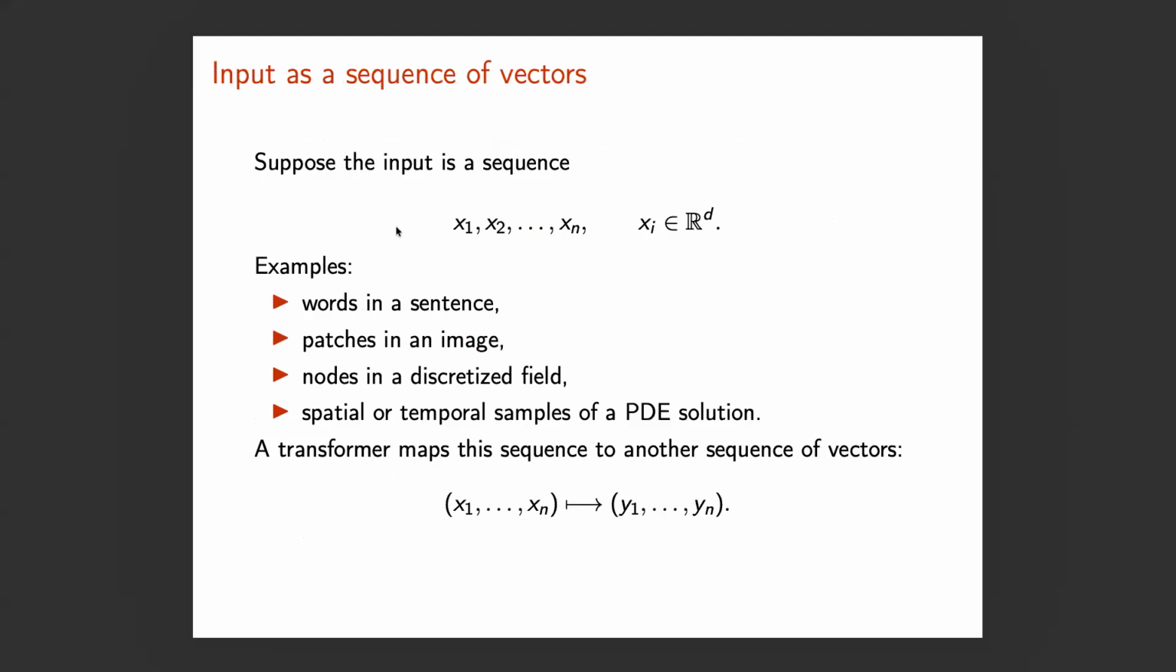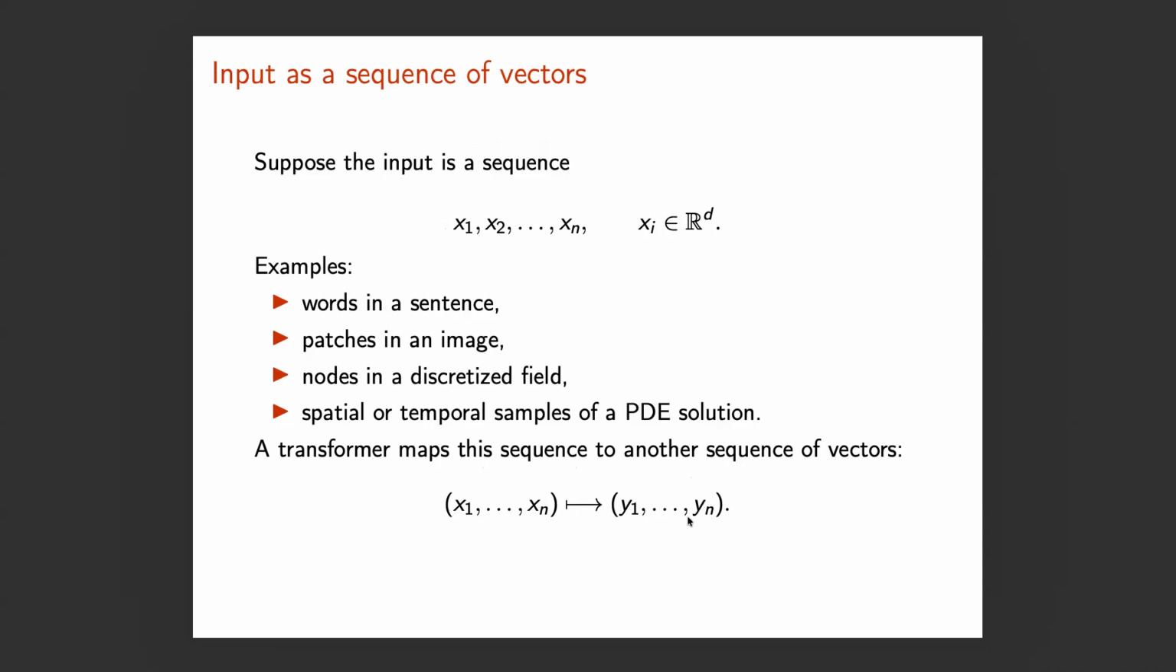So suppose you have this input sequence. This could be the spins, which I mentioned. These examples could be words in a sentence. It could be spatial or temporal samples of a partial differential equation solution, which you want to train upon. It could be the spin values in this Ising model. And what the transformer does is it maps the sequence to another sequence of vectors. So that's the first step.